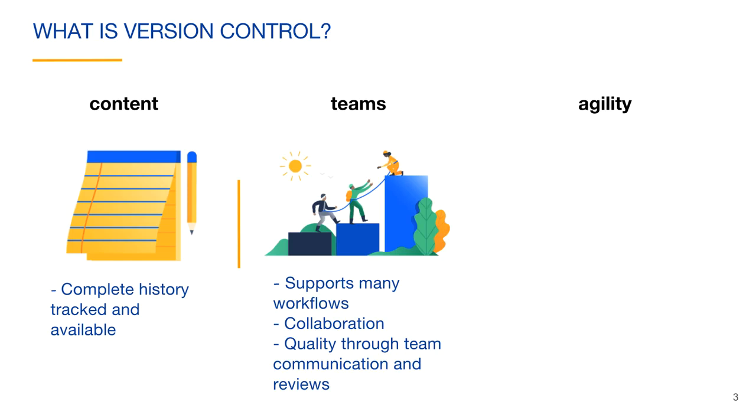Version control also supports teams working on that collection of files. Teams work in many different ways, and a good version control system will support many of their workflows, or ways of getting work done. Version control helps support collaboration on the project and improves quality through facilitating team communication and reviews.